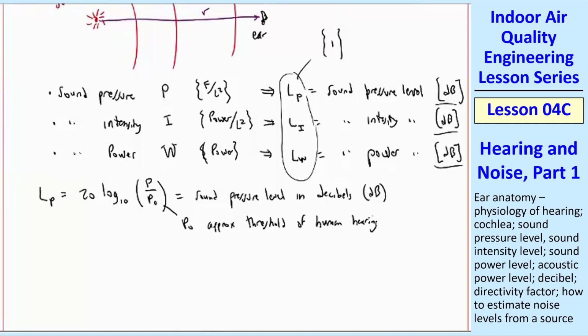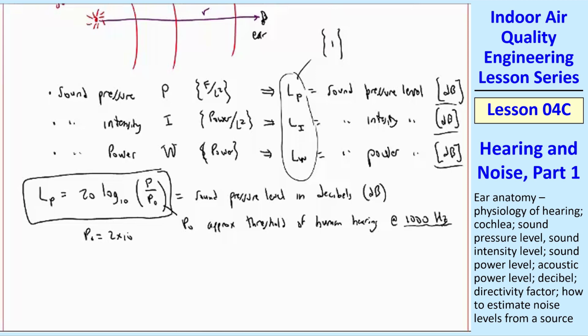You get healthy people, not old people, and this is typically done at the middle range of your hearing, 1,000 hertz. If you hear this tone, you've done this in the doctor's office if you've had a physical, and they keep going lower and lower until you can't hear it anymore. P naught turns out to be 2 × 10 to the -5th Newton per meter squared.